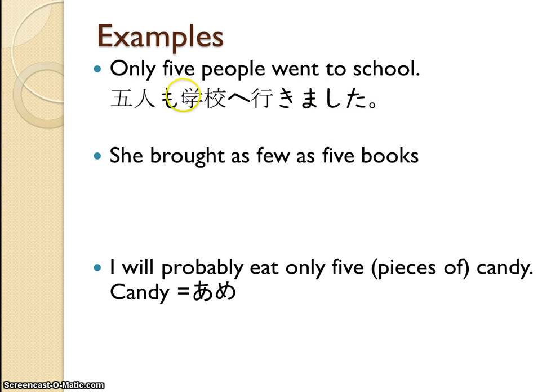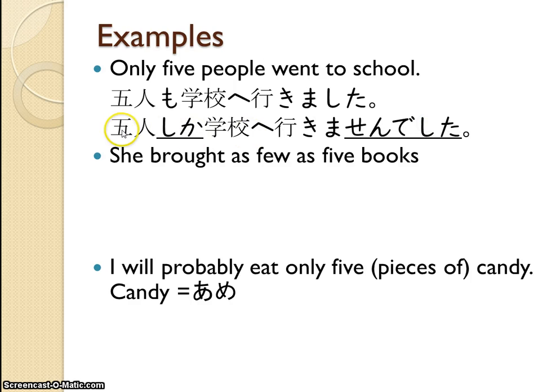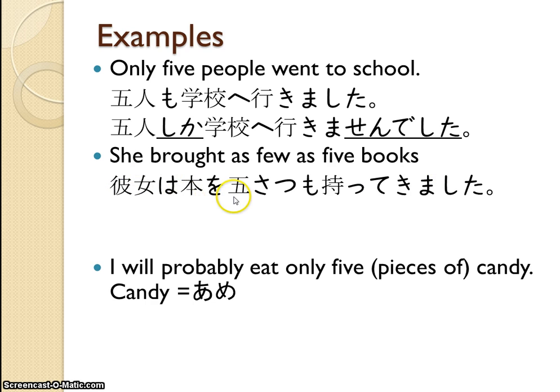So once again, we are altering mo and the ending right here. Now this is past tense, so yes, we are making this into the negative of the past tense. So 5人しか学校へ行きませんでした. She brought as few as 5 books. 彼女は本を5冊も持ってきました. This one translates to she brought as many as 5 books.